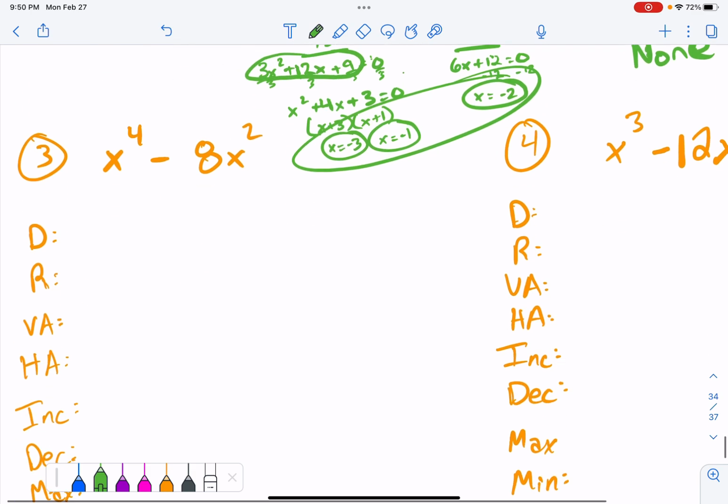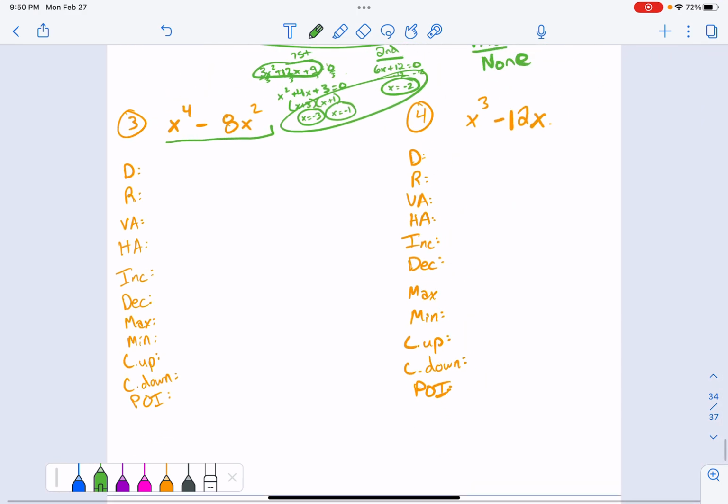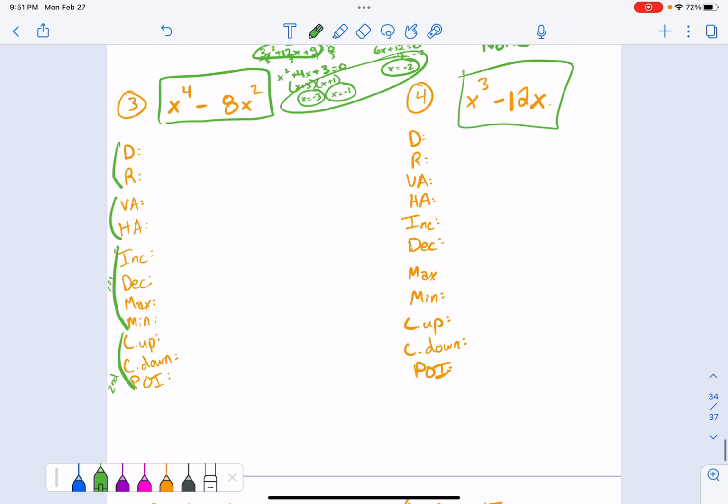All right, now we're going to actually do this whole process on this equation, which is going to get a little cumbersome. So looking for domain and range, looking for VA and HA, looking for the rest of this stuff: increasing, decreasing, max, min. If you need to make a note of that, this is all from the first derivative. Concave up, concave down, POI is all from the second derivative. So if you want to go through this one together and then try this one on your own or vice versa, I don't care, whatever. I'm going to do these 2 problems.